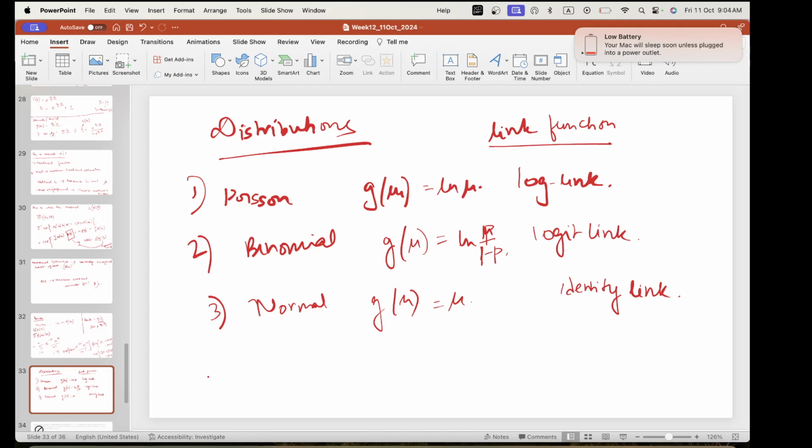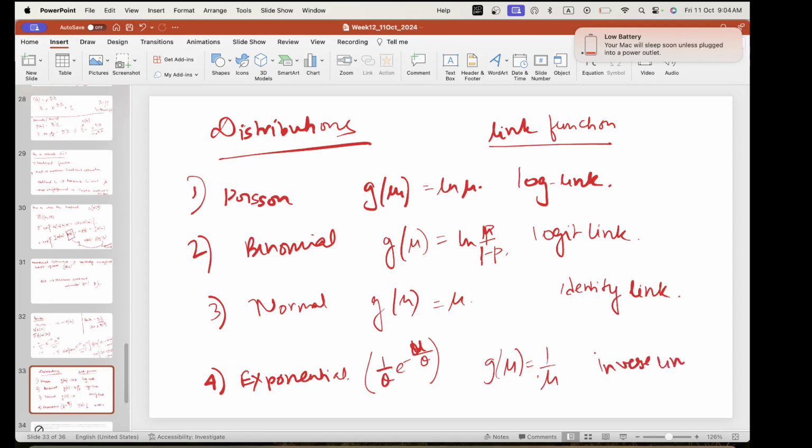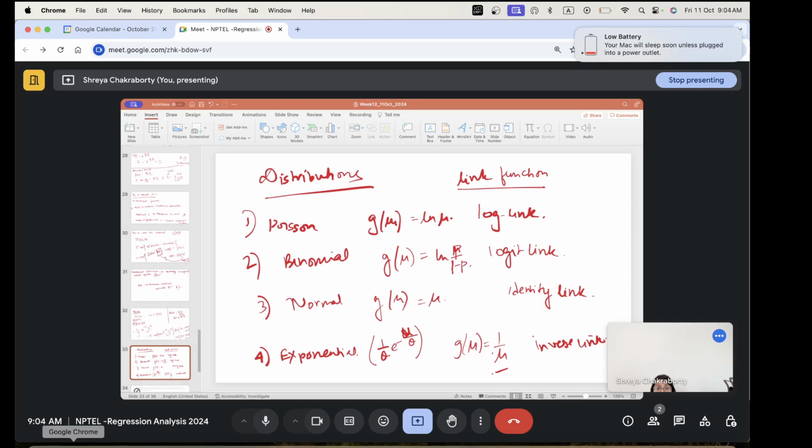Okay, if we have, let's say, exponential, if the form is this, then we have g(mu) equal to 1 by mu, which is the inverse link. Okay, fine.